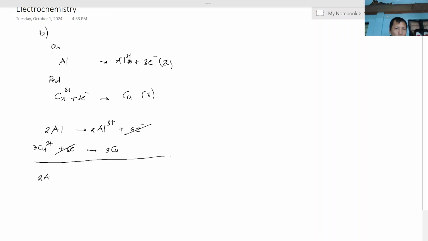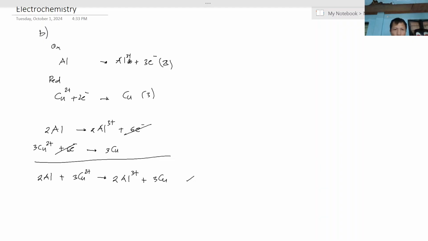So that would be 2 Al, and then plus, of course, your 3 Cu2+, then goes to 2 Al3+, and then next is 3 Cu. So that's very simple. So aluminum balance, 3 copper, 3 copper. How about the charge? You have 6 here and you have 6 here. So that's balanced for letter B.